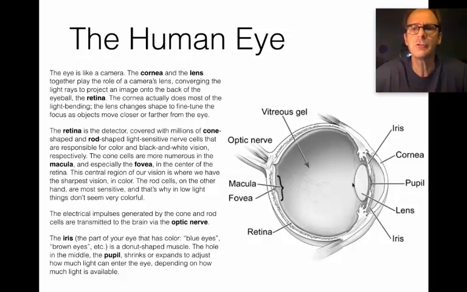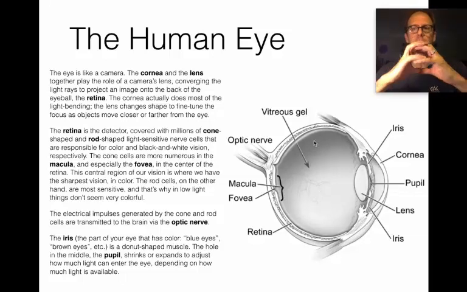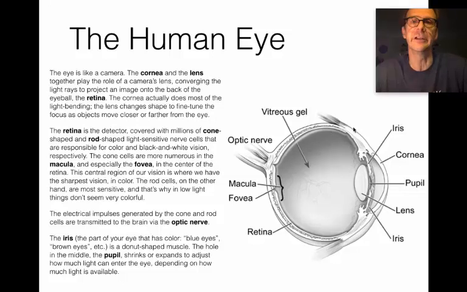And the last thing here I'll just mention is the eyeball has to maintain its spherical shape. It can't just be a deflated balloon. And so there is a clear gel called the vitreous gel that fills the bulk of the interior of the eye. It's transparent, but it provides the pressure that just keeps the eyeball in its spherical shape. So that's an overview of images, cameras, and the human eye, essential for understanding these tools that astronomers use.